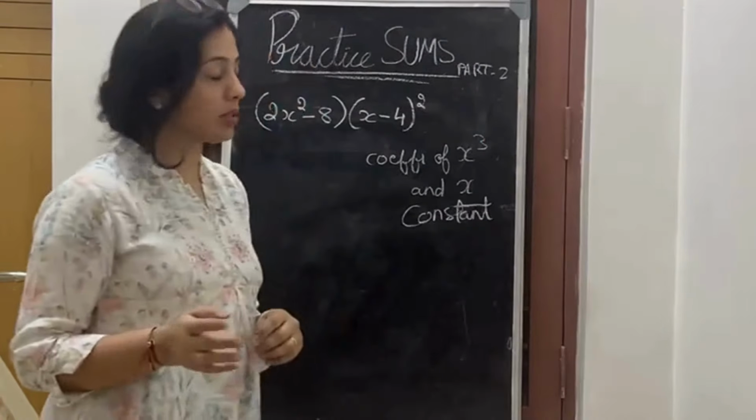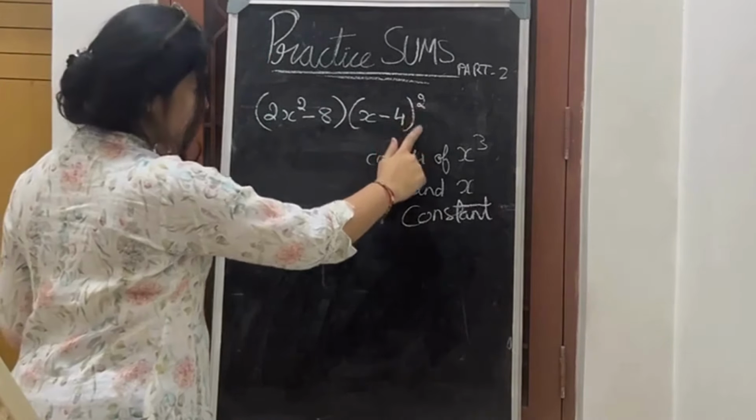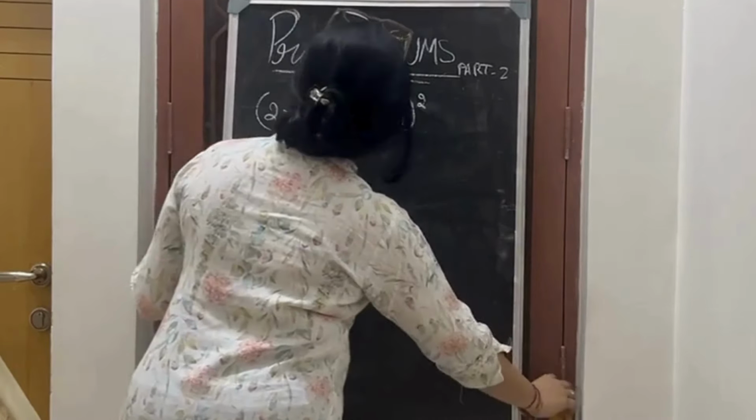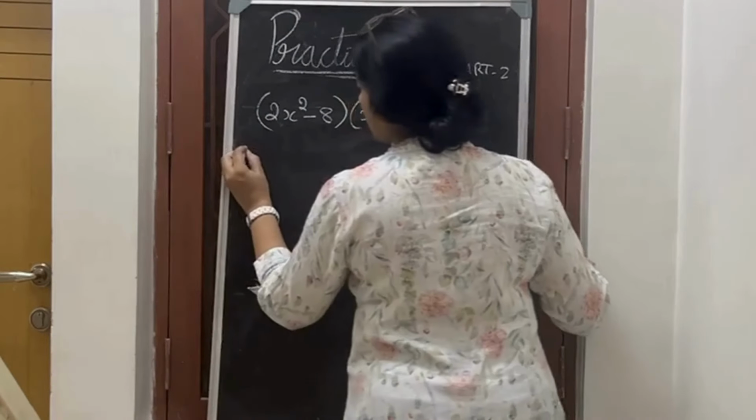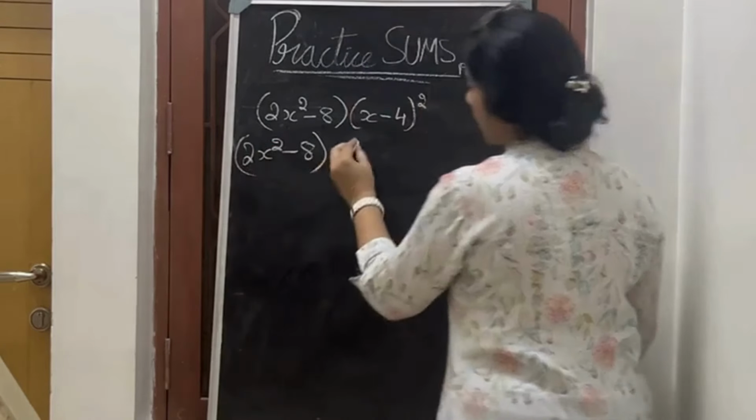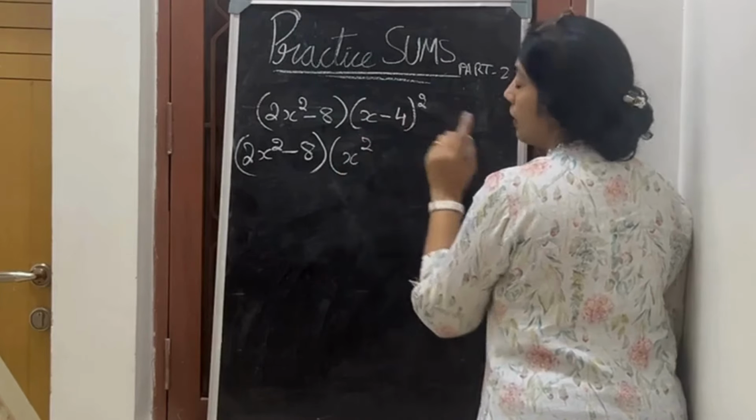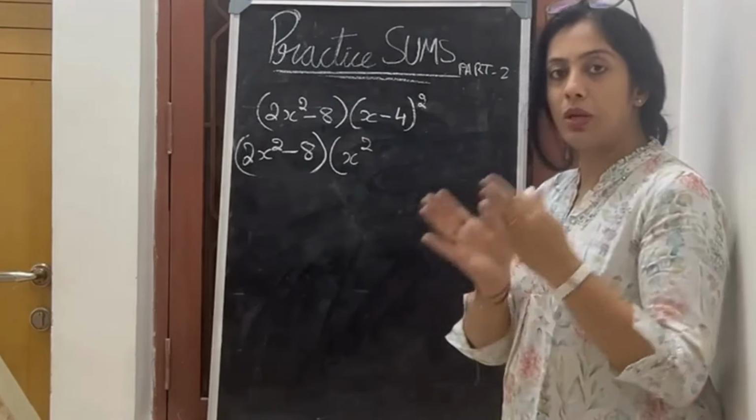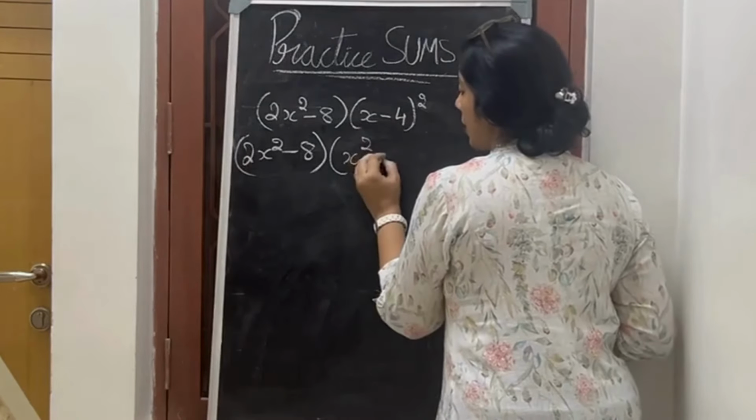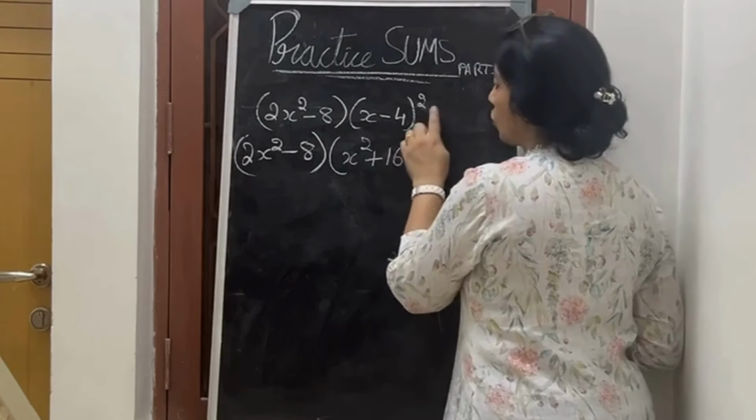Now how will I solve this? What I have to do? This is 2x square minus 8 and this is x minus 4 the whole square. For whole square, what formula have I given? A plus b the whole square. So here it will be 2x square minus 8 into x square. A square plus b square minus 2ab is the formula used here. Okay, so x square plus 4 4s are 16 minus 2ab.